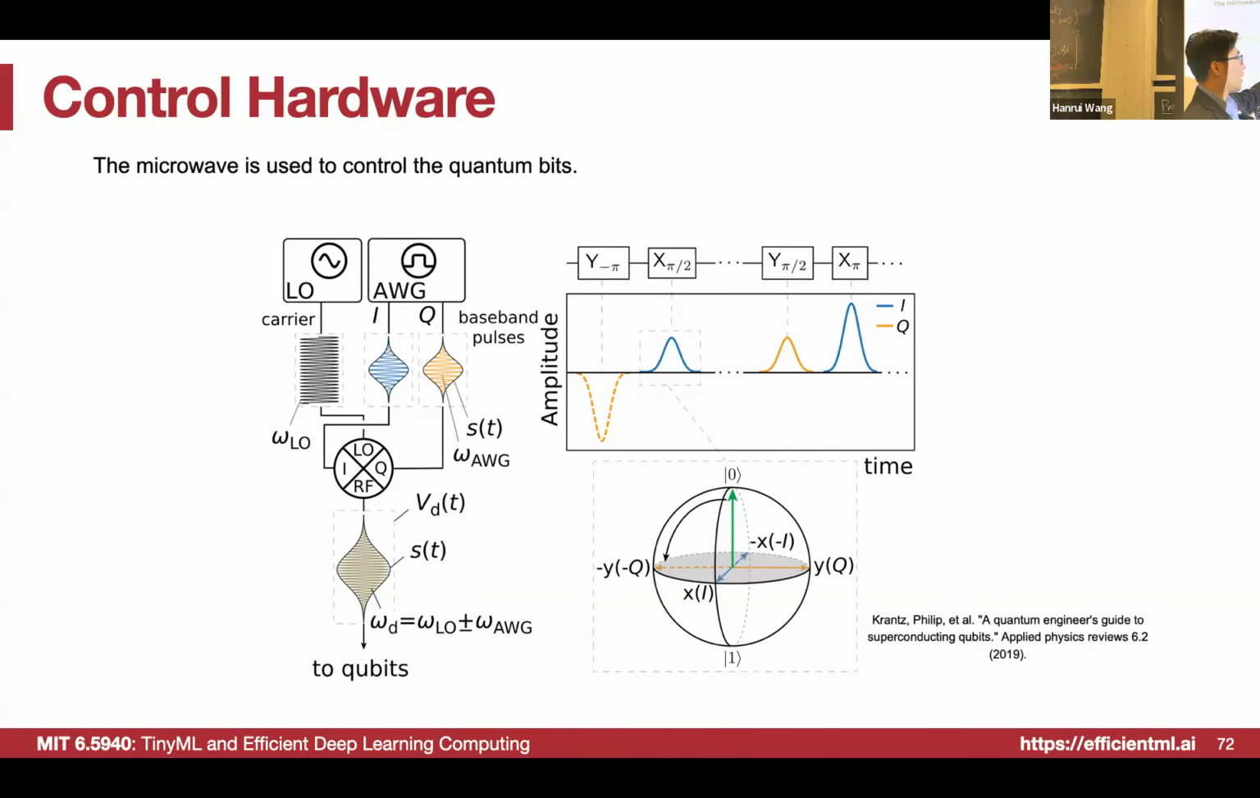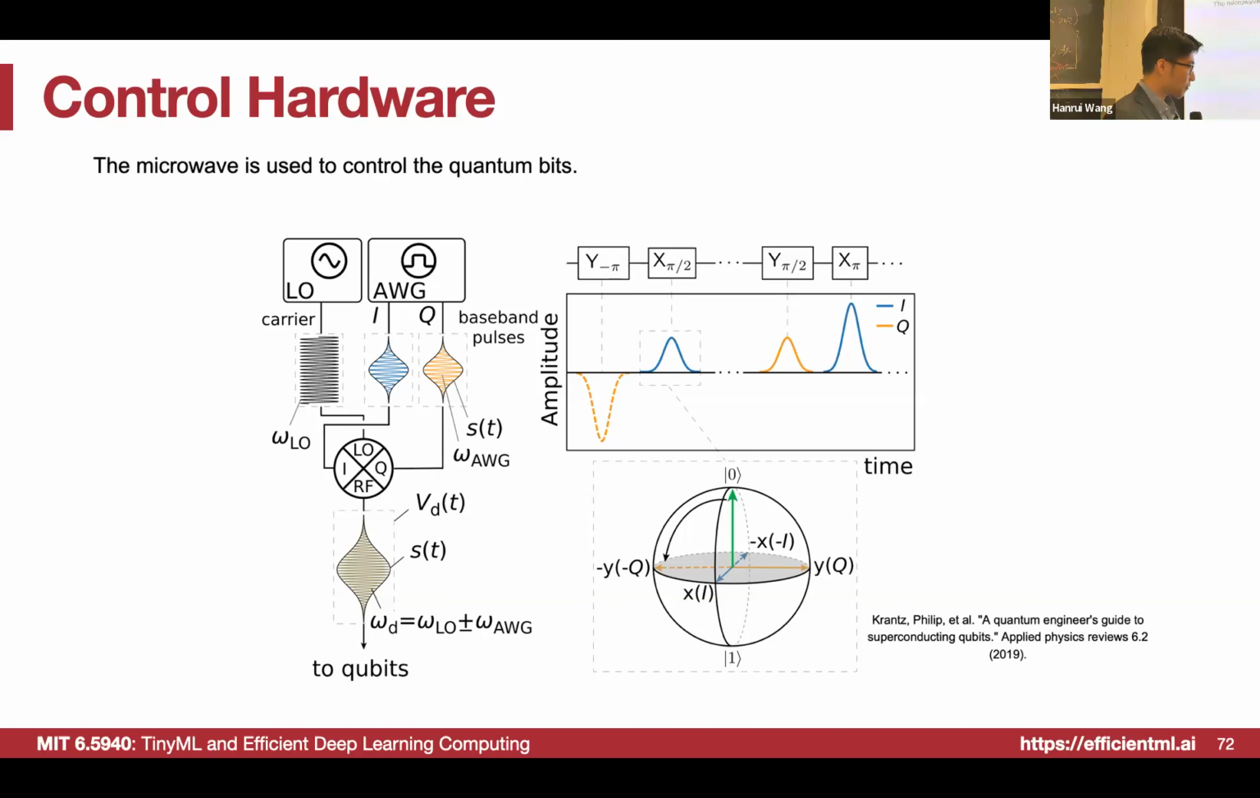And then we also have the arbitrary wave generator to generate the actual control shape. Sometimes it's an envelope. Sometimes we also have a small frequency omega AWG here. And we also have the envelope of the control shape. Then we have this mixer to mix this basis frequency with this generated pulse signal, so that we can obtain the desired qubit control frequency, which is omega IO plus or minus omega AWG. And the envelope will be the same as the baseband pulse envelope.